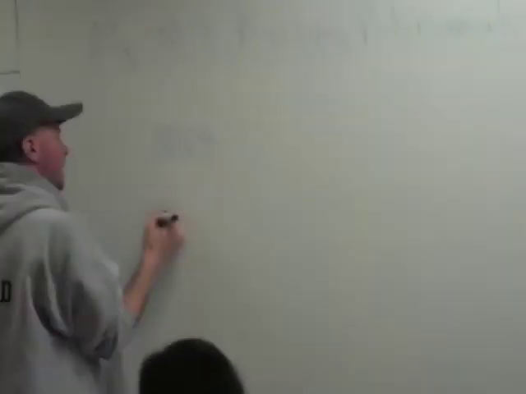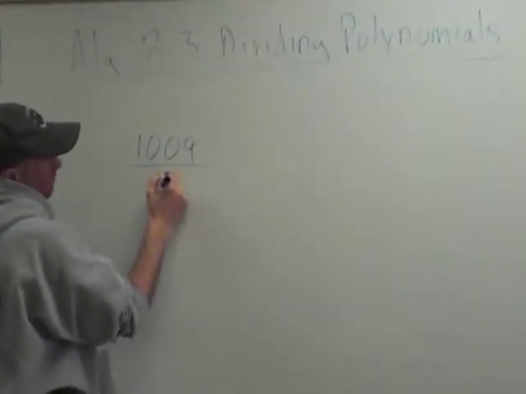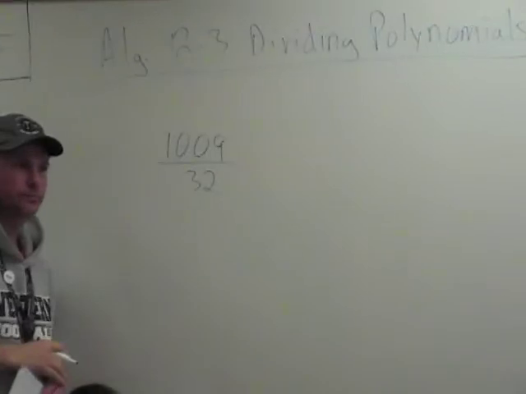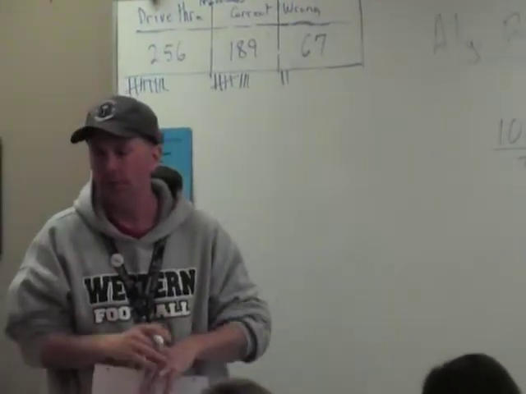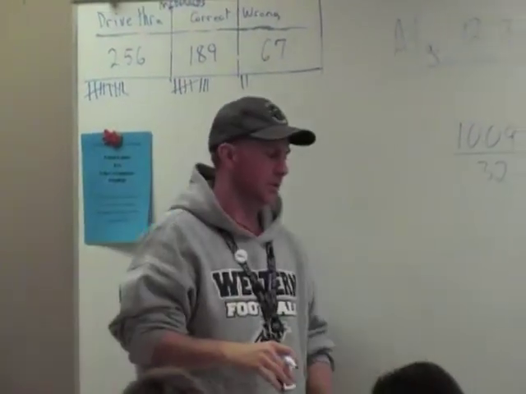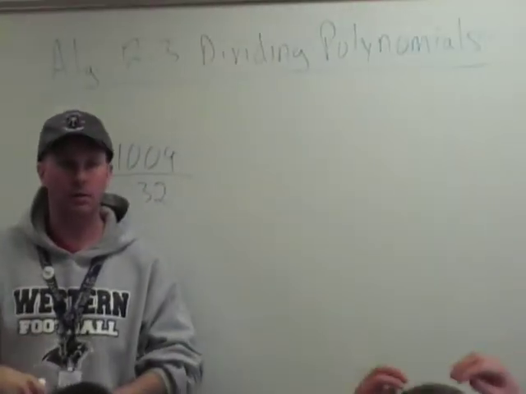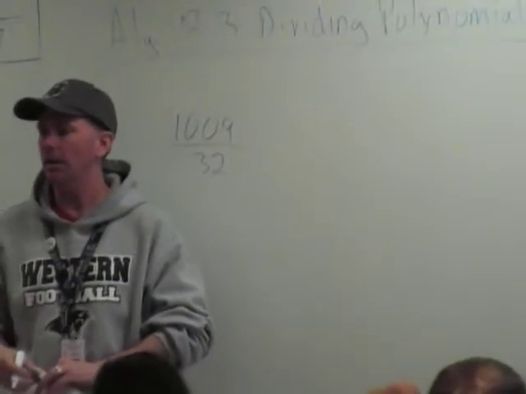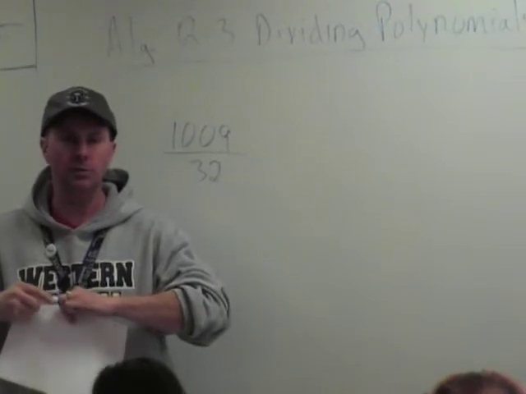1009 divided by 32. Everybody do long division. Figure that out, please. And make a remainder. Do not use a decimal.